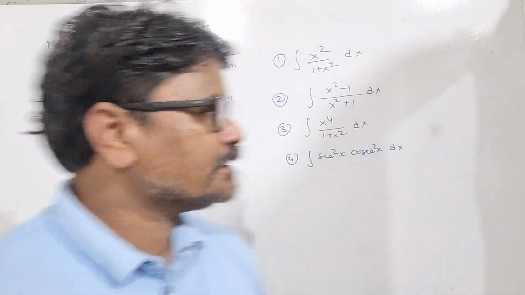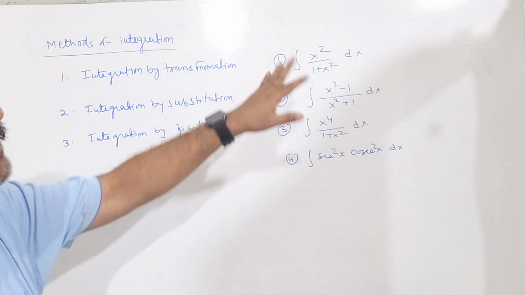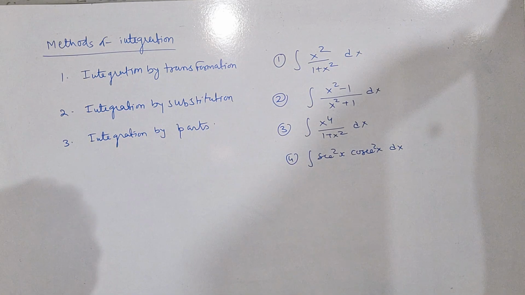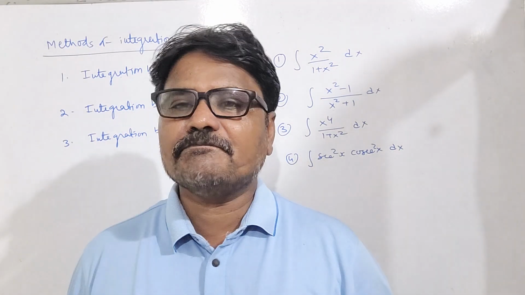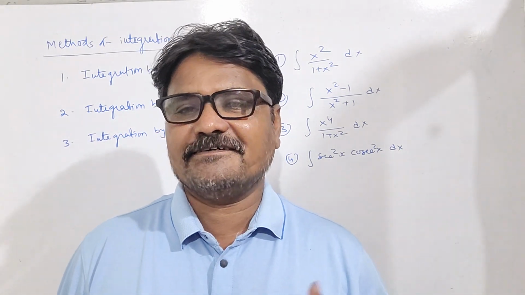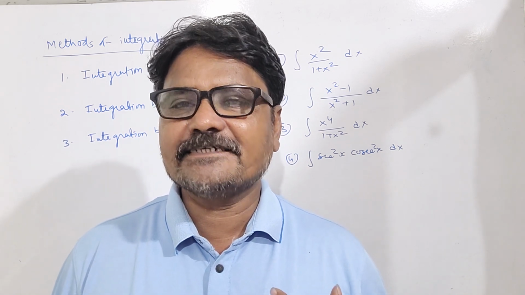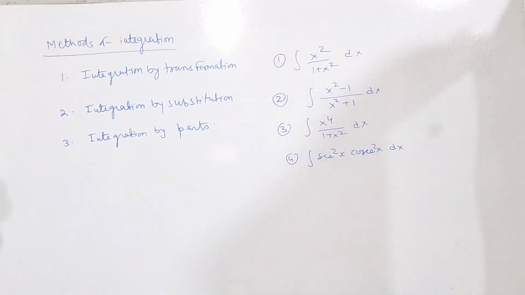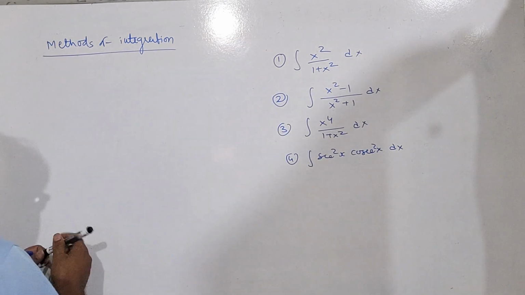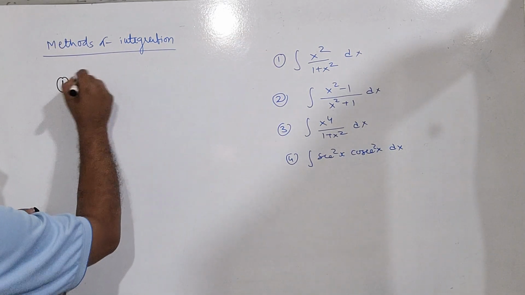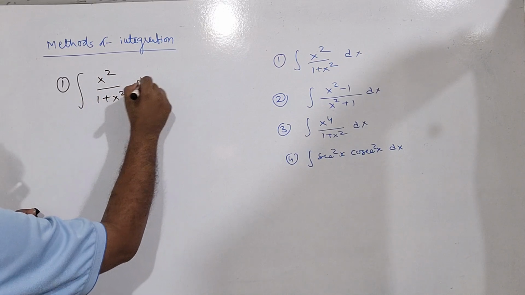So here are some basic examples you can go through. The first one is the integration of x square by 1 plus x square. See, the integration of 1 upon 1 plus x square I can find out because I know this is a standard integration. But they have asked the integration of x square upon 1 plus x square dx.